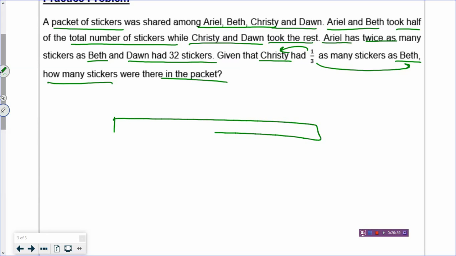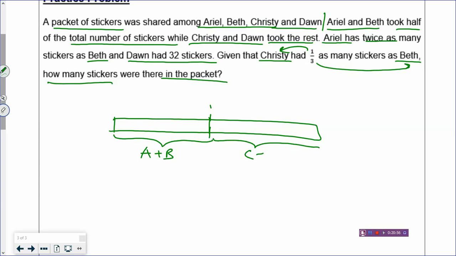So you have a rectangle that represents the stickers, and the packet of stickers was shared among these 4 persons. Ariel and Beth took half of the total, so you cut into half, and that is Ariel and Beth, while Christy and Dawn took the rest, and that's the other half, right? Now Ariel has twice as many as Beth, twice. So you can put 2 units. If you don't want, it's up to you, you can put 2 and 1. Another way to represent if you don't want to call units.